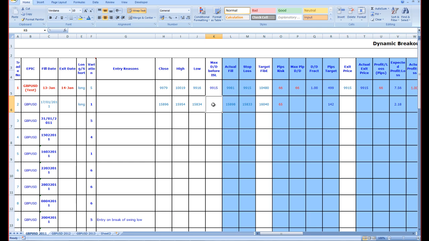Yes, that's right, you're right about that one. 1604. Okay, that's good. So we got 2.18% there. Now let's take a look at maximum pip drawdown and DD. I don't know what he has done here. Maybe we need to type it in that box. No, we don't need to. It's just a formula.